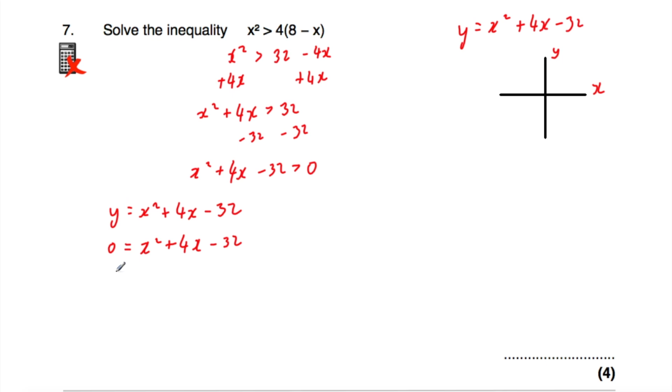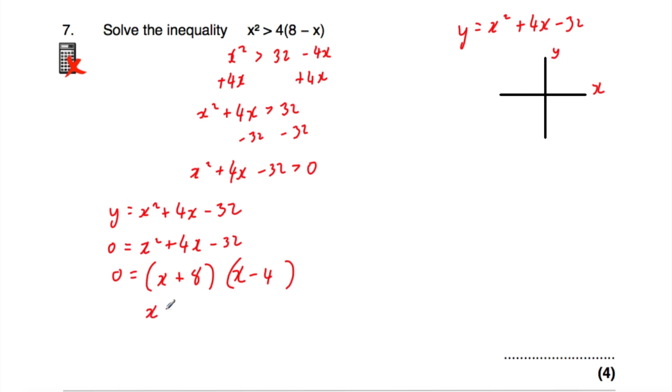And to solve this equation, we're now going to factorize. So we're going to get 0 equals, and then bracket, bracket. We've got x and x. We want to find two numbers that multiply together to be minus 32 and add together to be 4. I'm thinking 8 and minus 4. So plus 8 and minus 4, because 8 times minus 4 is minus 32, and minus 4 plus 8 is 4.